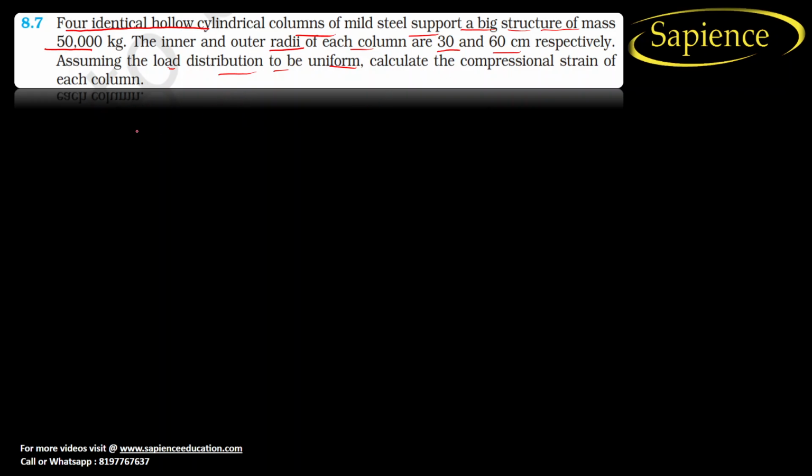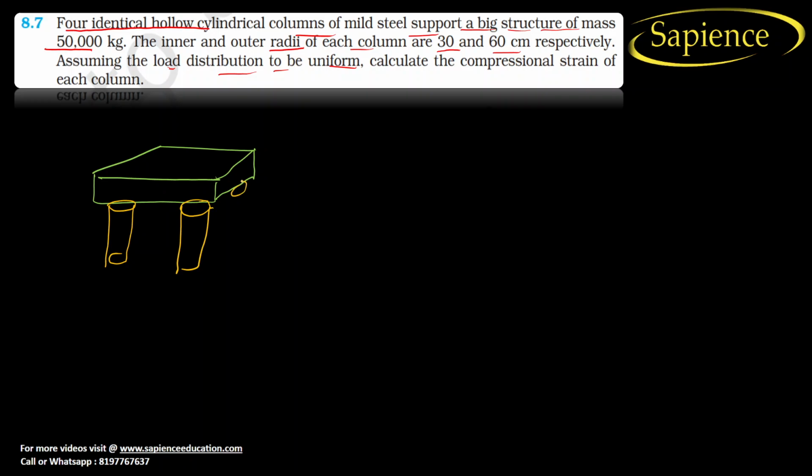Compressional strain means, whenever, let us understand the situation or scenario. If there is a huge structure, let us consider this is a structure and this structure has been supported by four columns. How many columns? Four columns. So let us put one column here, another one here, a third one, and there may be the fourth one. So there are four columns.